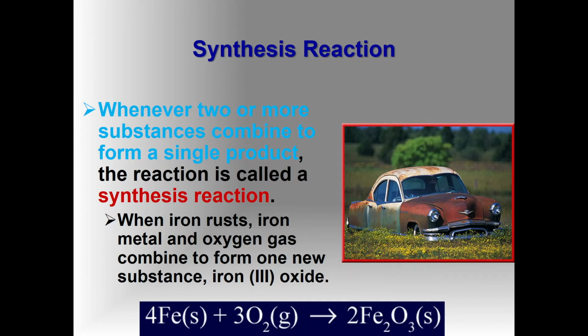So, synthesis. Synthesis is whenever 2 or more substances combine to form a single product. This reaction is called a synthesis reaction. You are synthesizing something. When iron, rust, iron metal, and oxygen gas combine to form one new substance, iron 3 oxide.